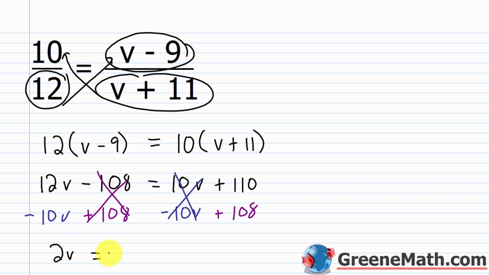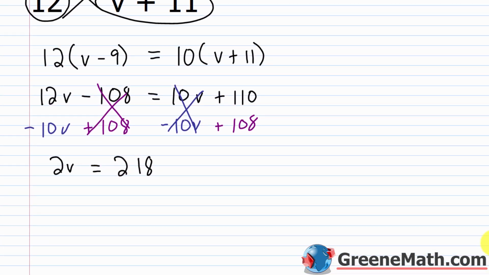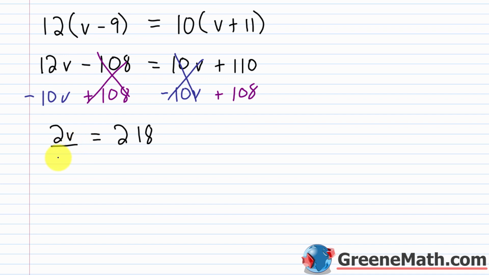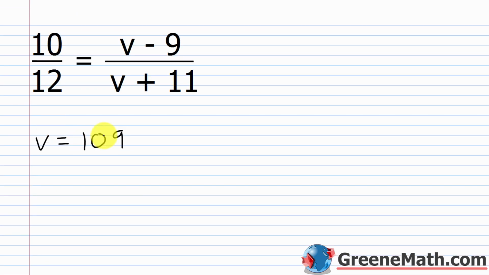On the right, 110 plus 108. And now we just want to solve for v. So I divide both sides of the equation by 2, the coefficient of v, and I'll have v is equal to 109. Right? 218 divided by 2 is 109. All right, so let's check our solution. We're going to plug 109 in for v here and here.